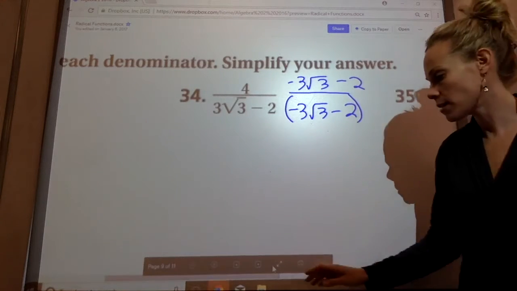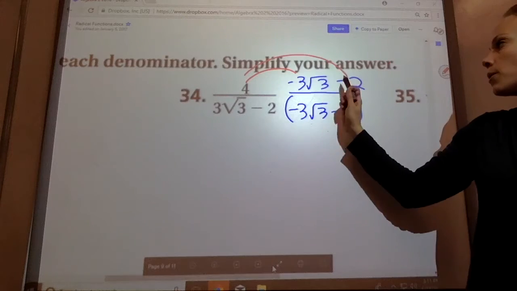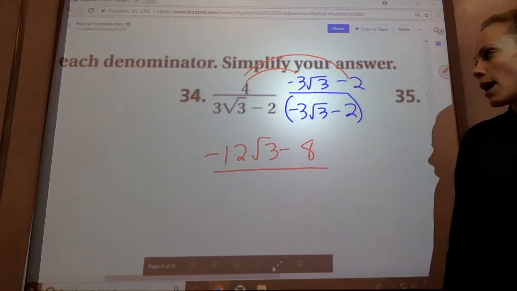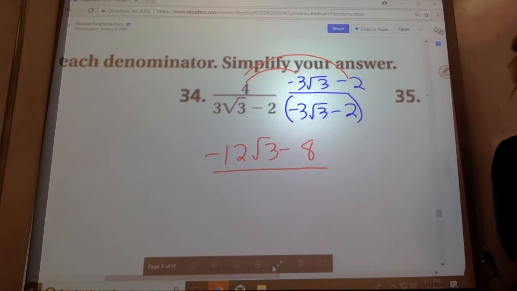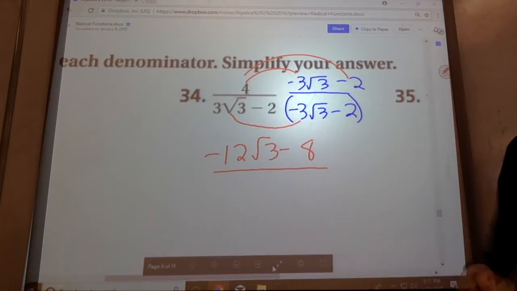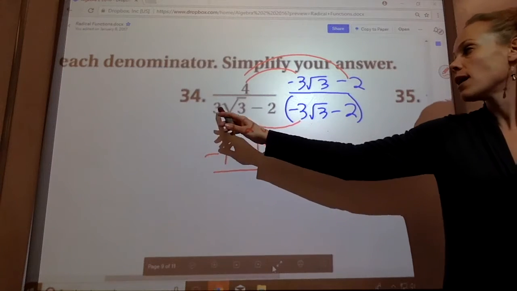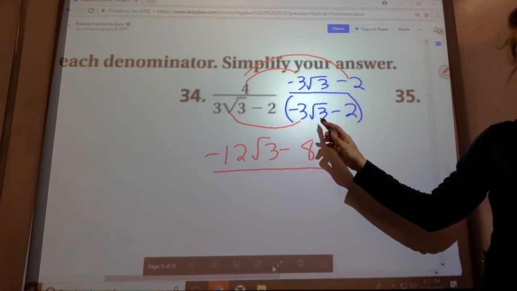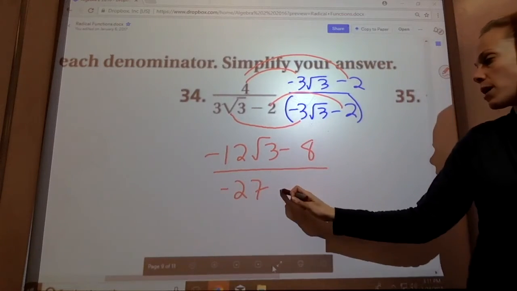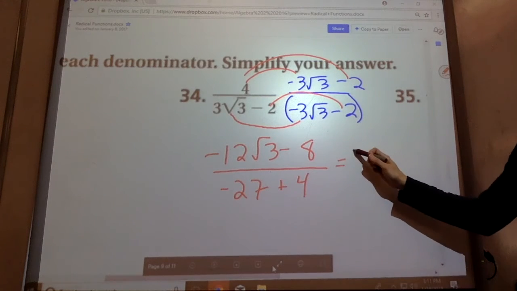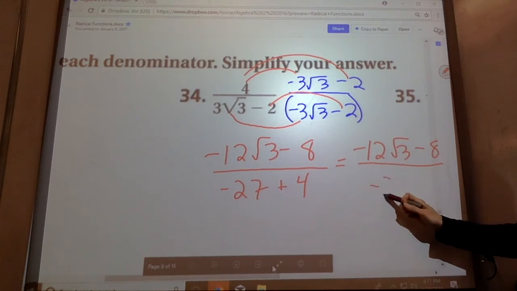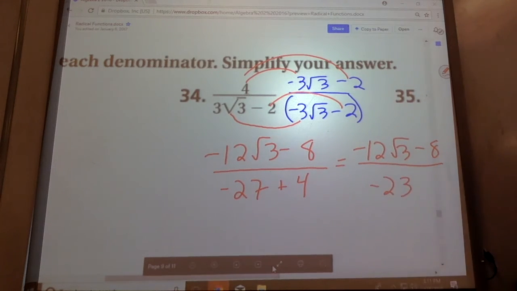Okay, and then I can go ahead and multiply. Right, take 4 to both, so that'd be negative 12 root 3 minus 8. And then on the bottom, again, since they're conjugates, I only have to multiply first and last. So 3 root 3 times negative 3 root 3 is going to be negative 9 times 3, which is negative 27. And then last, negative 2 times negative 2 is positive 4. So then simplify the bottom. I get negative 23, and that 23 is prime, so I'm done.